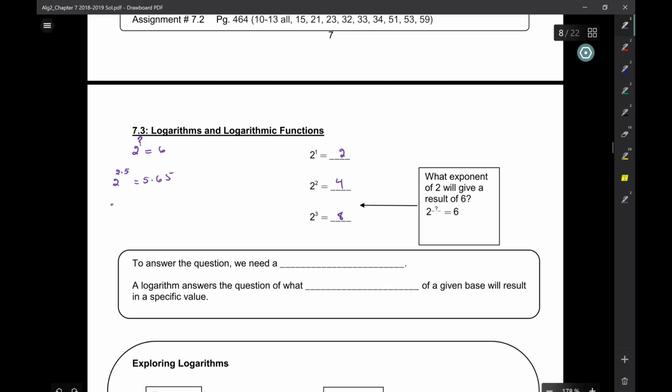2 to the what? 2 to the 2.6. Tell me what that is. Oh, I went over. Anybody have another suggestion? 2.55. Somebody try 2.55 for me. Nope. How much is that? 5.8. Okay, too low.